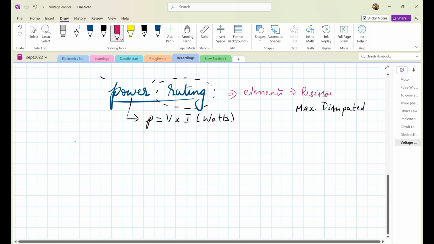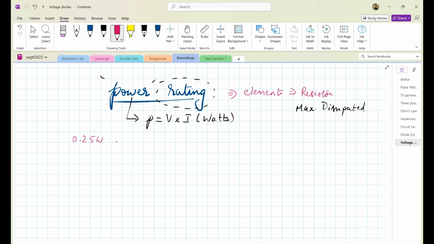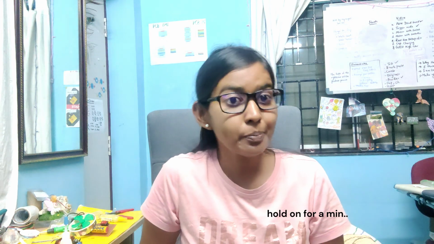Resistor power ratings always start from 0.25 watts, and go up to 1 watt for general resistors, and beyond that, like 10 watts, 30 watts, 40 watts, it just keeps going on for power resistors. Anything greater than 1 watt, we call a power resistor. Power resistors are used in high power applications.